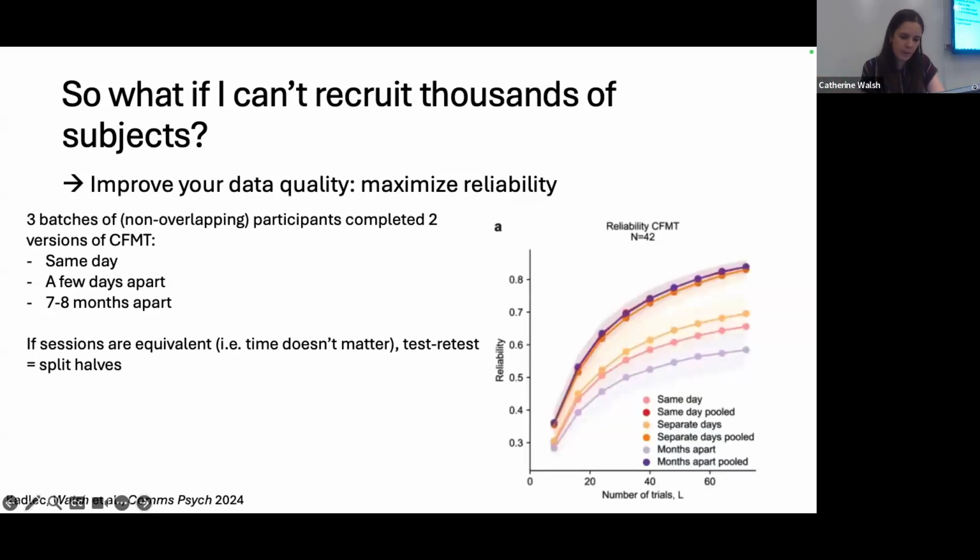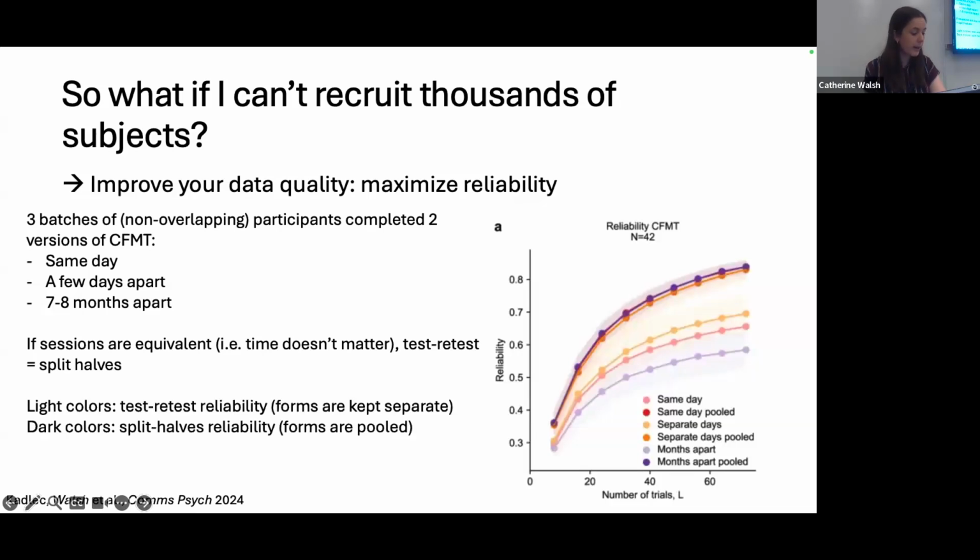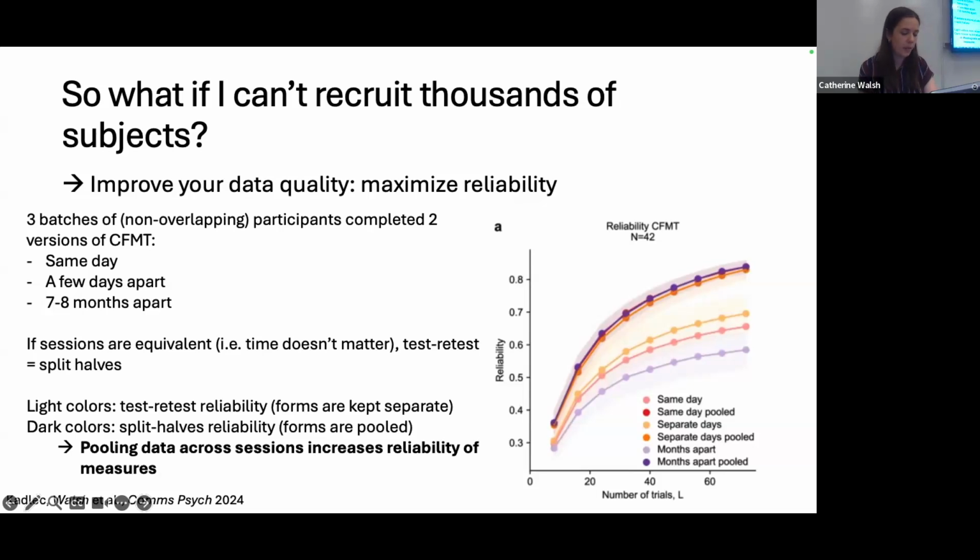And so we can make those same plots. Here, the light colors reflect the test-retest reliability, where the forms are kept separate, and the darker colors are split halves reliability, where the forms are pooled across the days. And what this showed is that pooling data across sessions increases the reliability of measures.